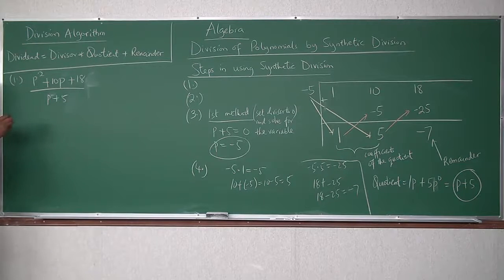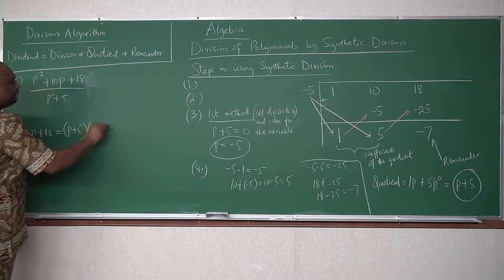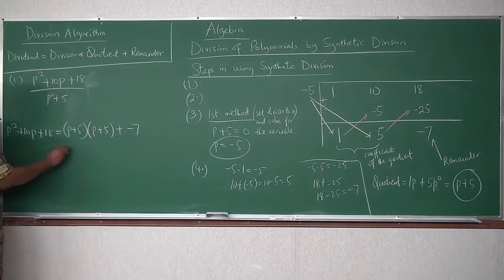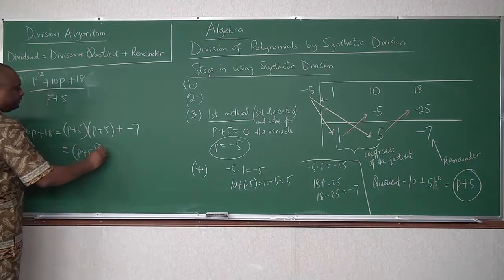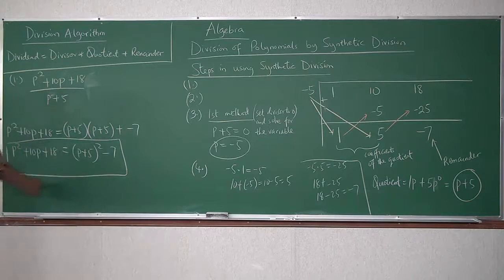If we write it as division algorithm, this will be p squared plus 10p plus 18 is equal to p plus 5 times p plus 5, plus the remainder -7. And that gives you p plus 5 all squared minus 7. So this becomes your answer here. We checked this already in the video on long division, so I'm not going to check it in this video to save time.